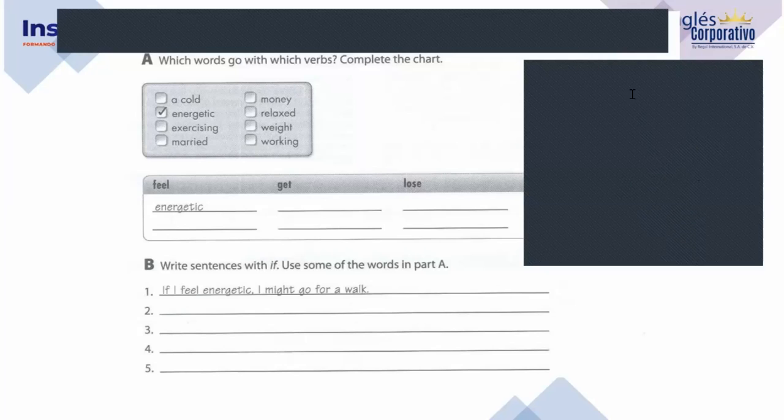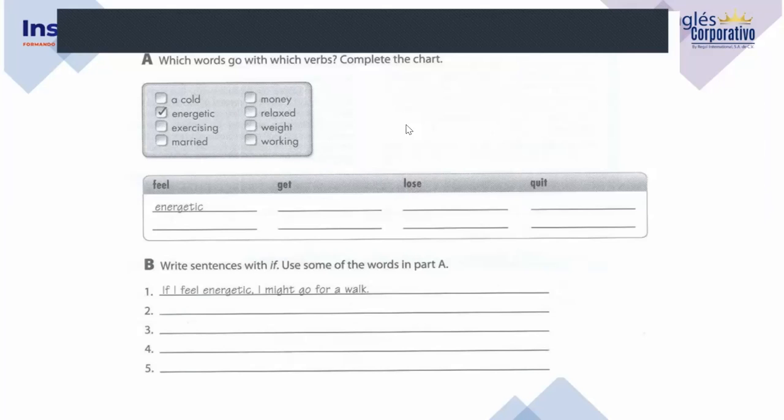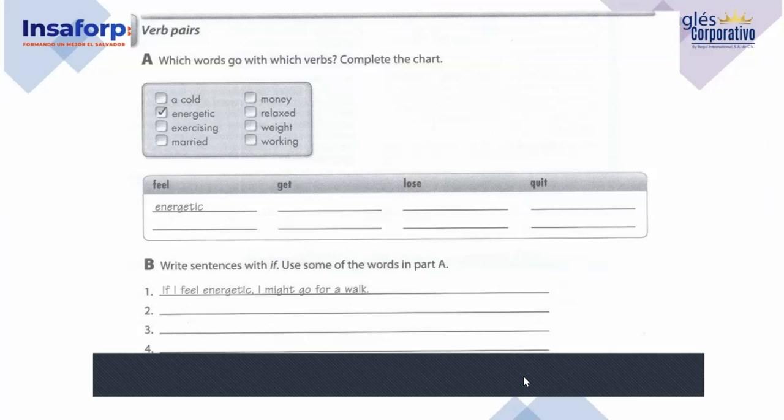Excuse me, teacher. ¿Cuál es la última palabra? Es que hay un cuadro que tapa la última palabra. Ah, quite. Thank you. Es que esta cosa, tengo una ventanita como que lo cierra todo. I don't know why. Sorry.